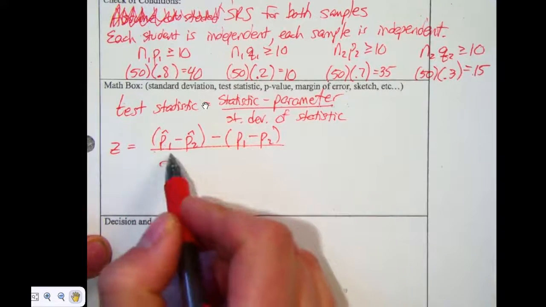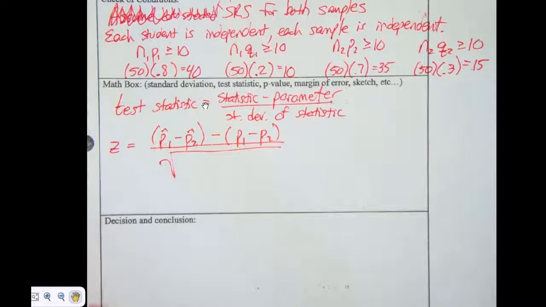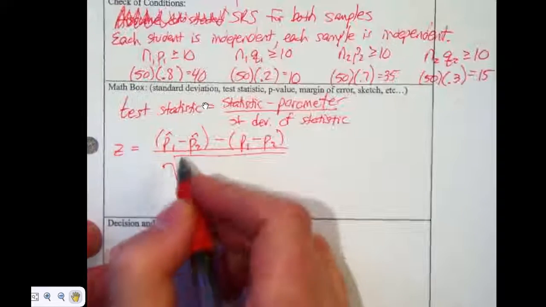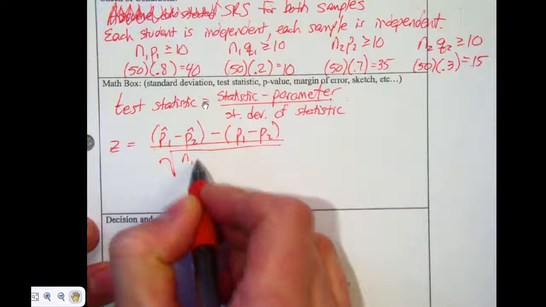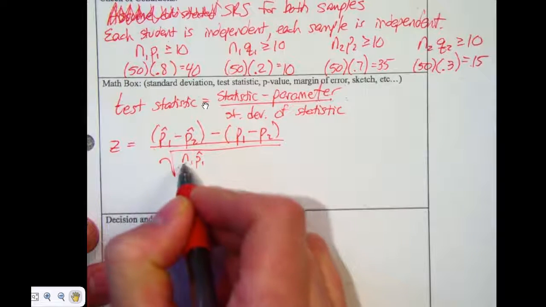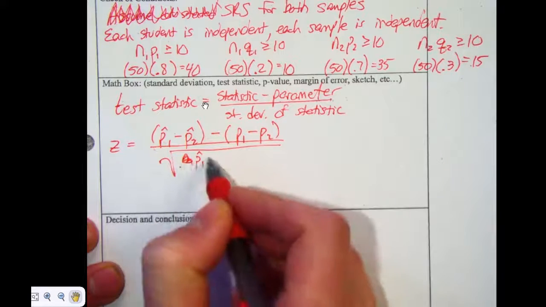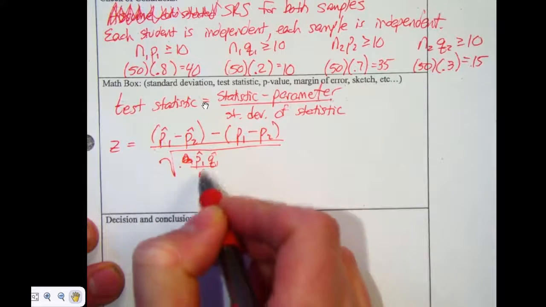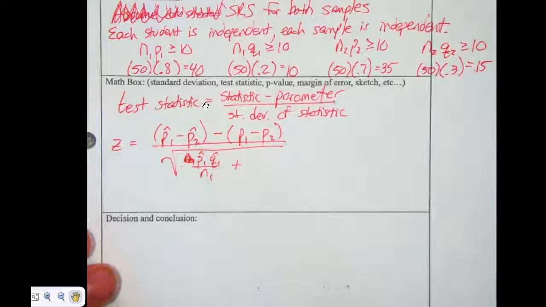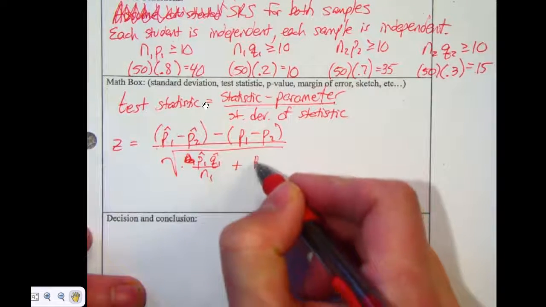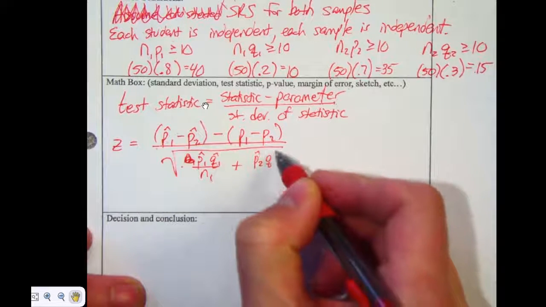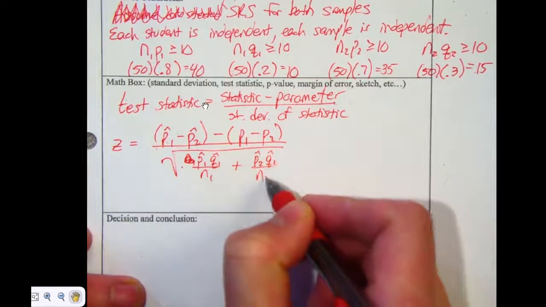Divided by, and you do not have to memorize this formula. It is on your formula sheet. I'm not going to pass them out right now, but the formula for this is P1 hat times Q1 hat over N1. Remember before it was PQ over N with the one sample Z? It's PQ over N twice, really. You've got to separate the ones and twos. So P2 hat times Q2 hat over N2.